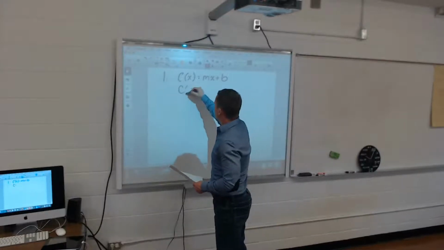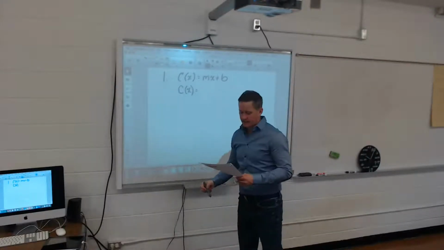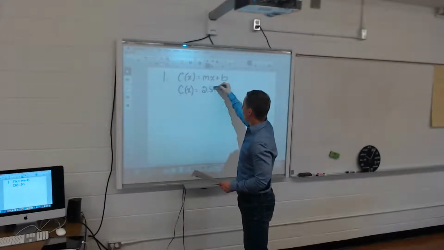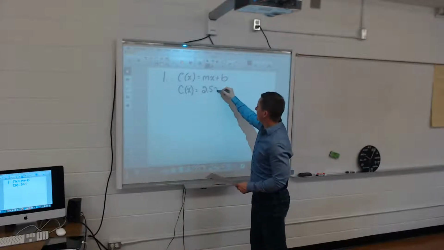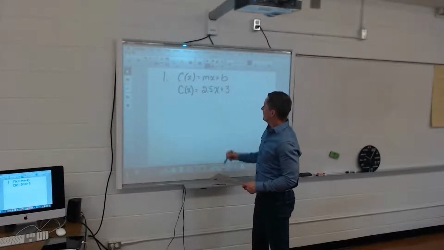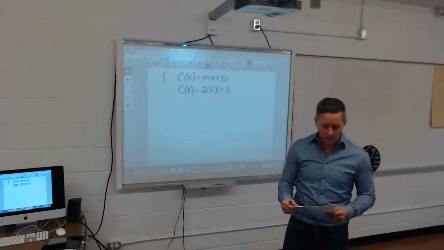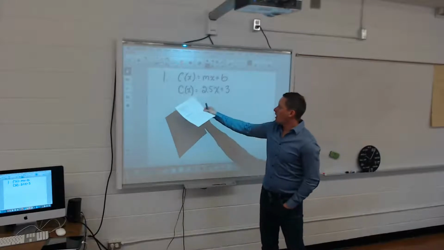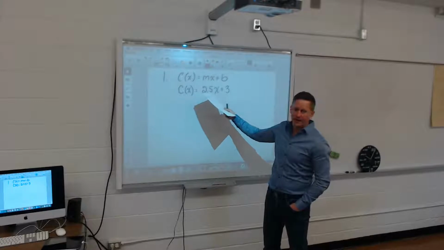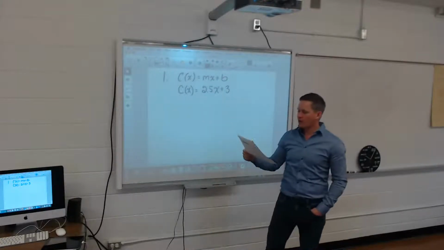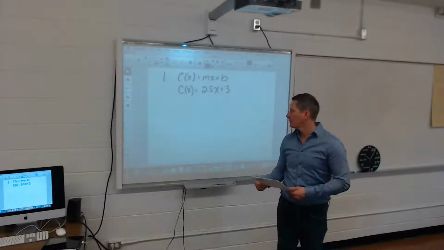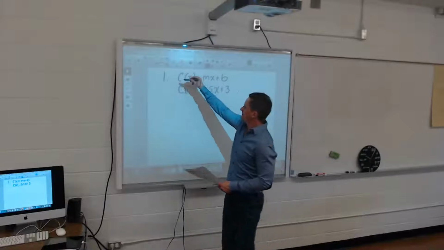The rate that they give us is our slope, which is $2.50 a game. So I have 2.5, and I times that by the number of games I bowl, and then add $3 to it. So to find the cost, I take $2.50, times the number of games I bowled, and then add the $3 that was automatically charged the moment you had to rent the shoes. So there's A.